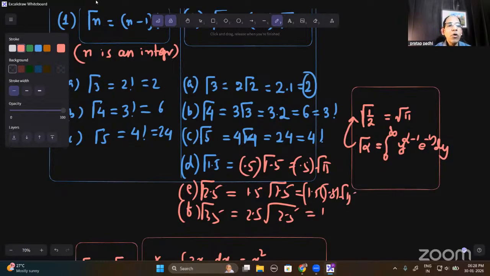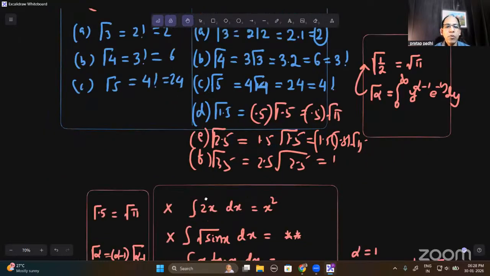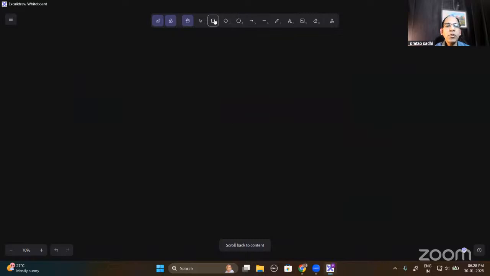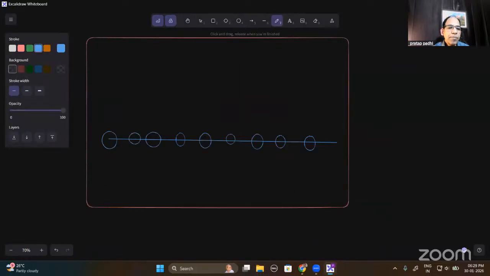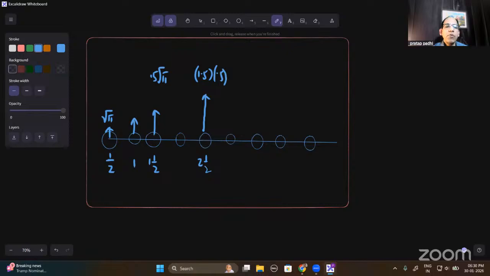So whatever I taught by now, let me list here. You just remember this much, that is sufficient. Gamma 0.5, you know its value, square root of pi. If I write 1 here, you know the value. If I write 1.5 here, then you know the value. Gamma 1.5 I have here, so you write 0.5 square root of pi. So these values I know, 3/2 also.